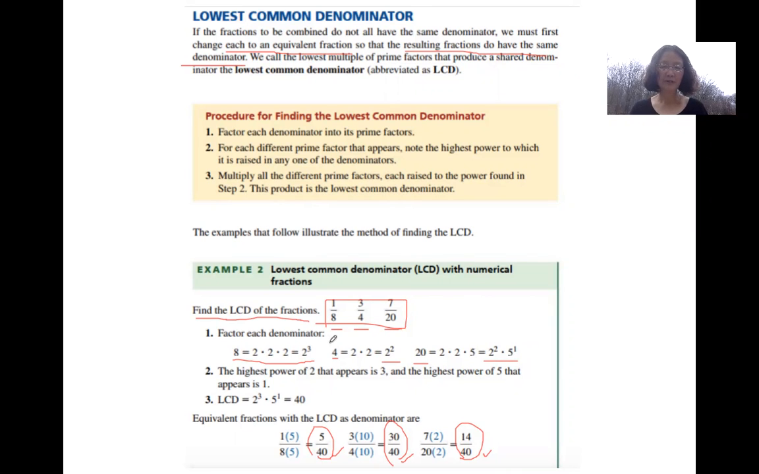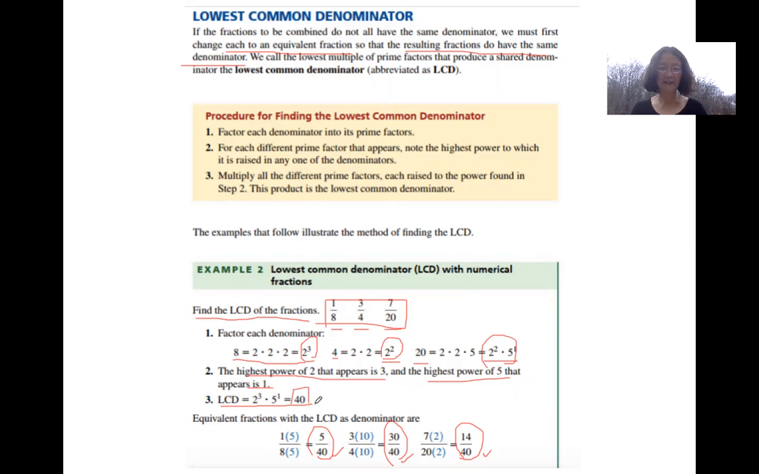Okay, so observe these three results. We notice the highest power of 2 that appears is 3, and the highest power of 5 that appears is 1. So we know the least common denominator is 2 raised to power 3 multiplied by 5 raised to power 1. Okay, so we get this LCD.